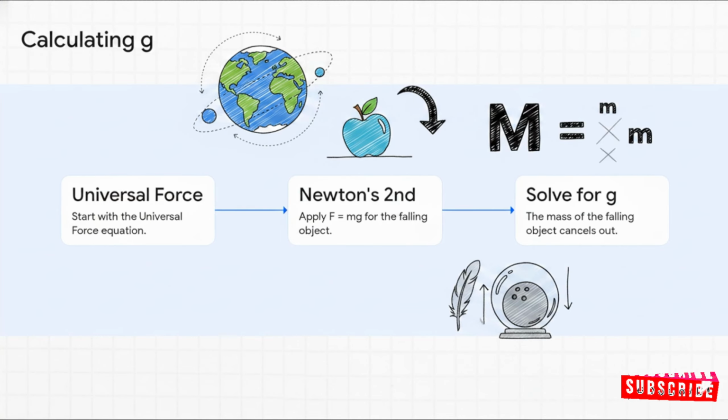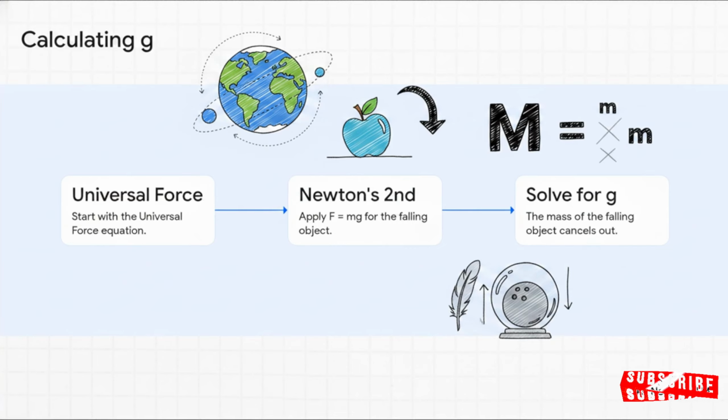Well, step 1. Start with Newton's universal force equation, but replace the general distances and masses with Earth's specific radius and Earth's mass. Step 2. Apply Newton's second law, which you probably remember is force equals mass times acceleration, or F equals mg. Step 3. Set them equal to each other.